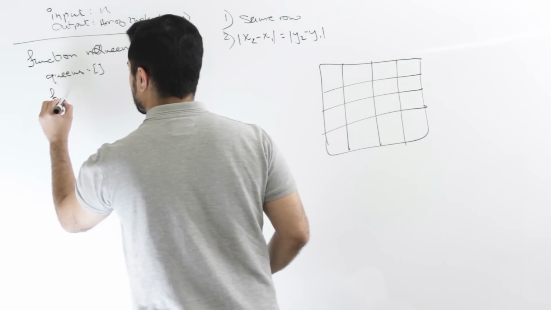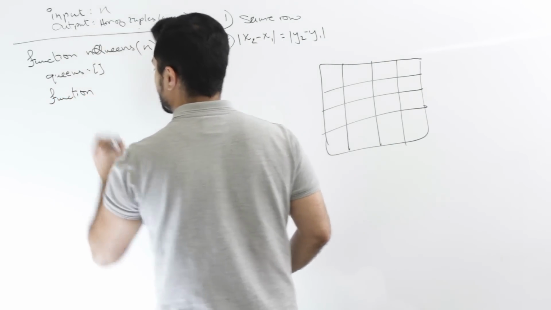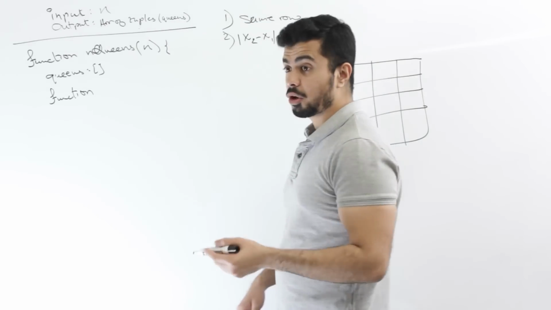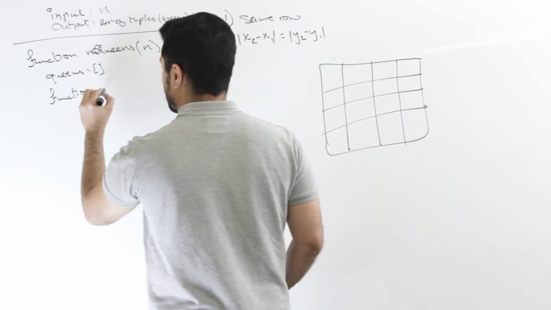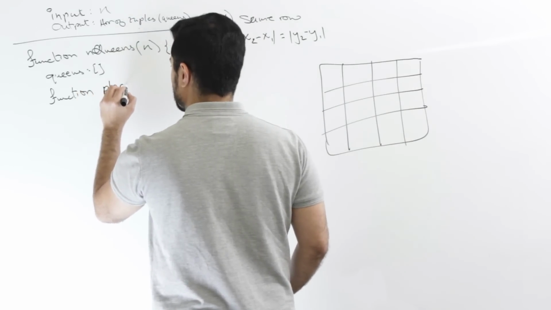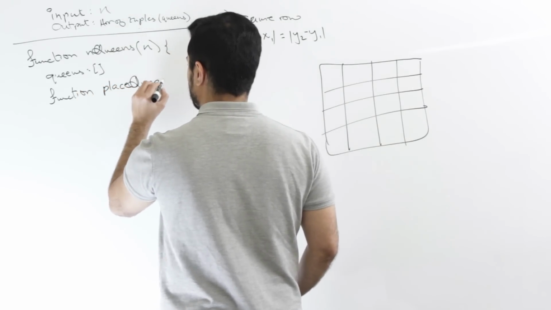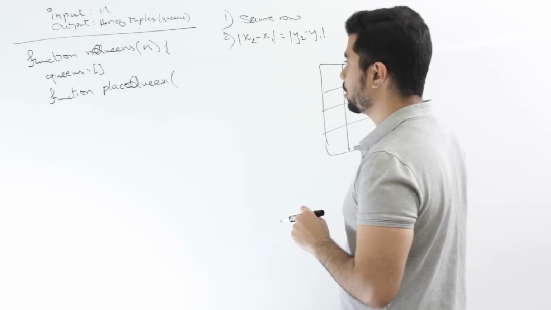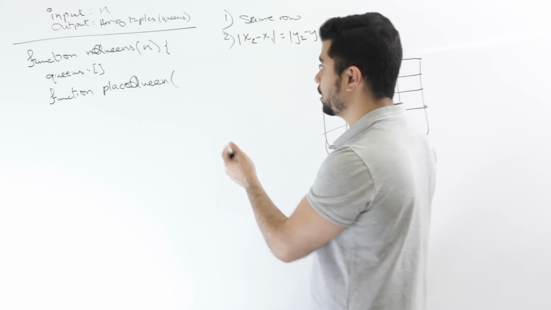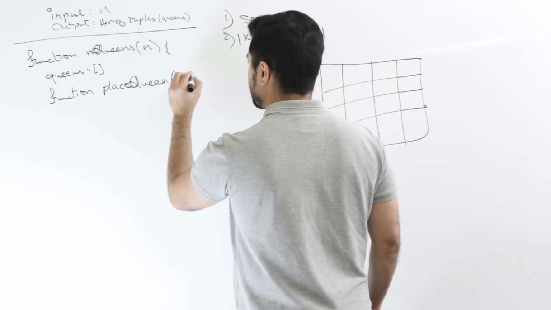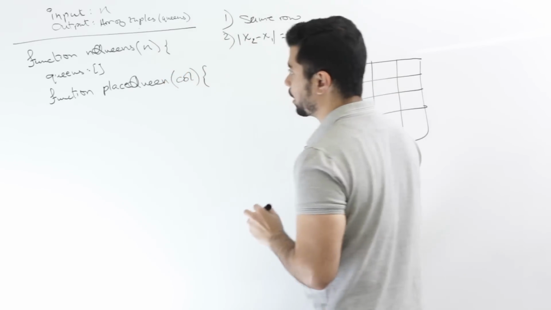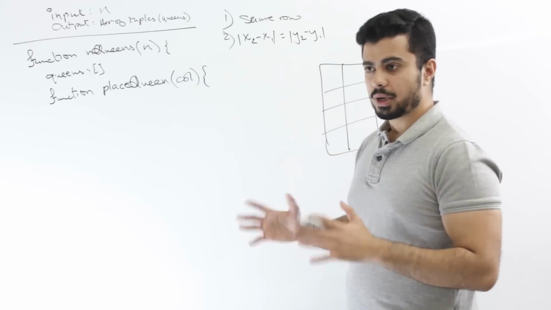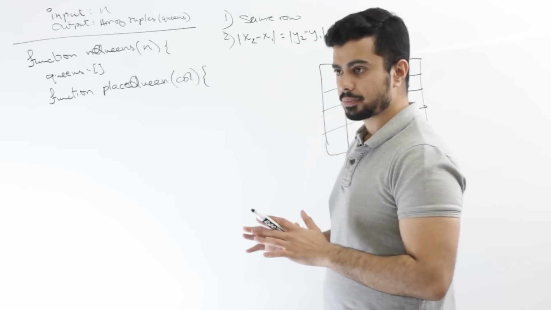So let me call it function. And what should be the name? Let's say we call it place queen. And initially, let's say place queen takes in the column, right? And that's the only thing. And then it'll be placing the queen on an abstract matrix, right? It'll just be pushing coordinates.